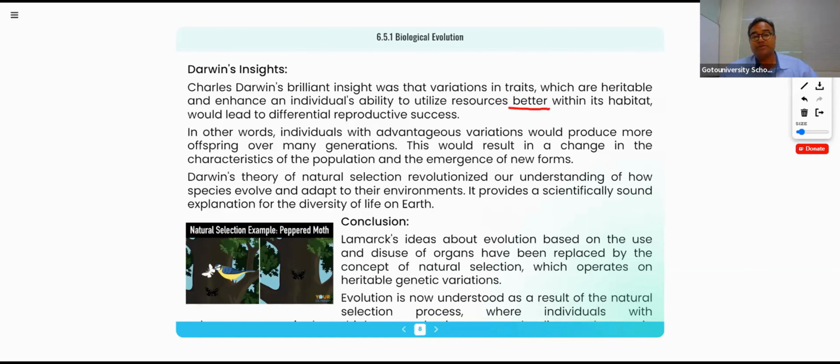So the conclusion is that these ideas have been replaced with the concept of natural selection, which operates on heritable genetic variation. Heritable genetic variation means that the genetic variation should be in the gametes, then definitely it will be transferred. Of course, it will be transferred. If it is not at the gamete genetic level, it won't be transferred, right?